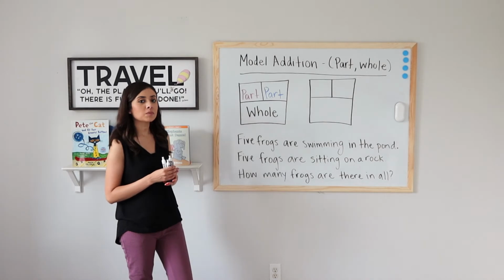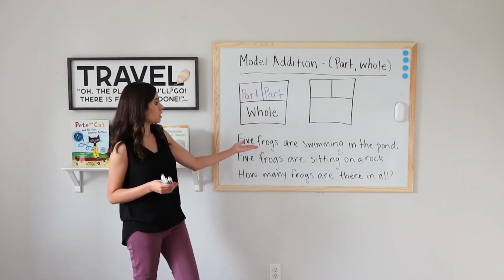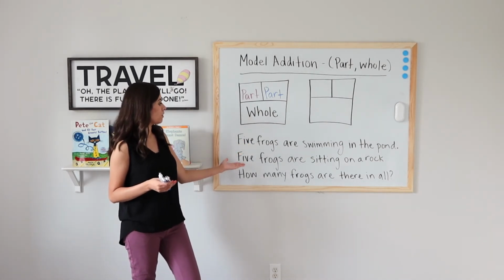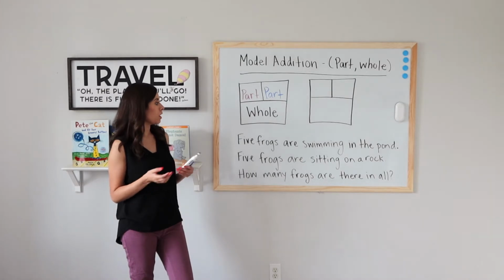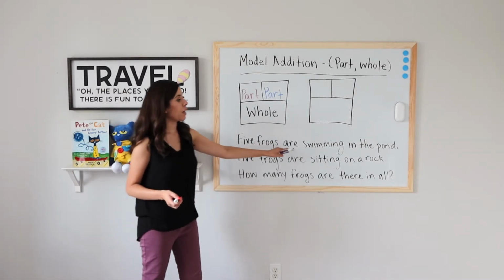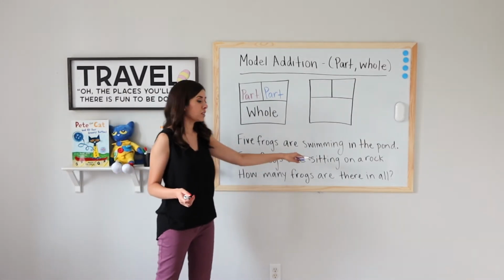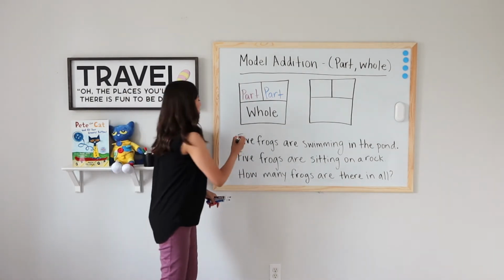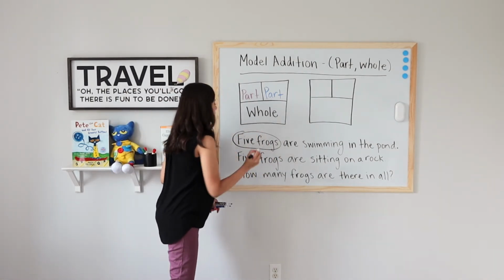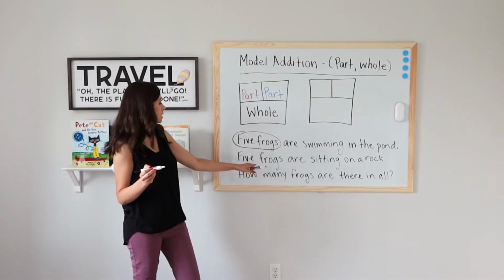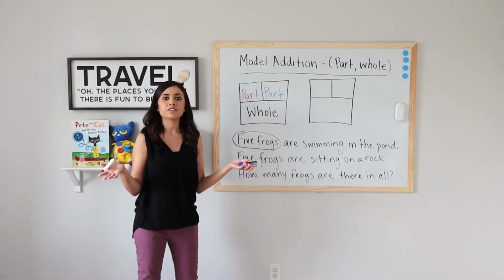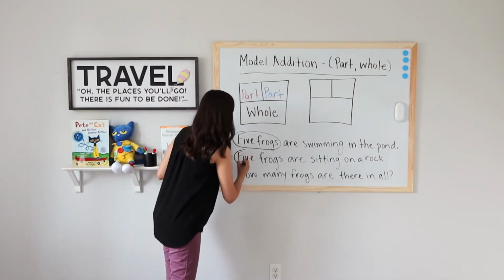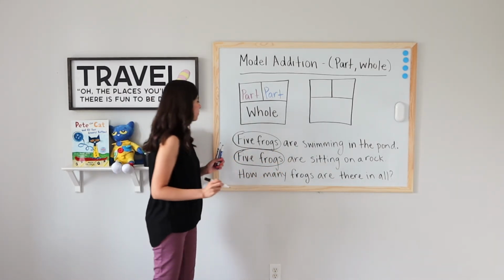So my next problem says, 5 frogs are swimming in the pond. 5 frogs are sitting on a rock. How many frogs are there in all? So what do I already know? I know that how many frogs are swimming in the pond? 5. Good. So let's circle 5 frogs. Now it says 5 frogs are sitting on a rock. How many frogs? 5. Awesome. So let's circle 5 frogs again.